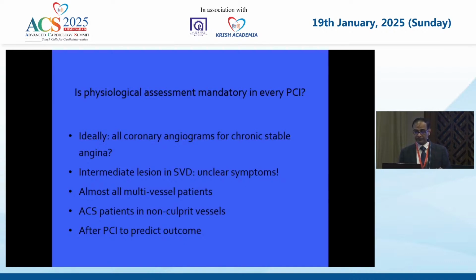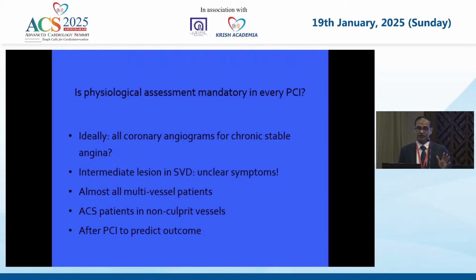Ideally, all angiograms for chronic stable angina should be done. Intermediate lesion in single vessel disease with unclear symptoms, where you're not sure whether he has symptoms or not, FFR is an excellent objective way to decide whether the patient has ischemia or not. Almost every single multivessel patient who presents with angina must be interrogated. ACS patients in non-culprit vessels, I have not discussed this in detail because that is an entire chapter in itself.